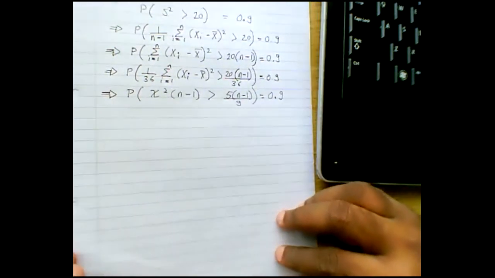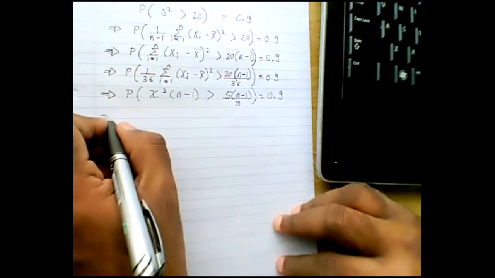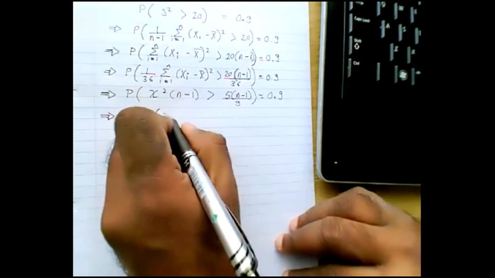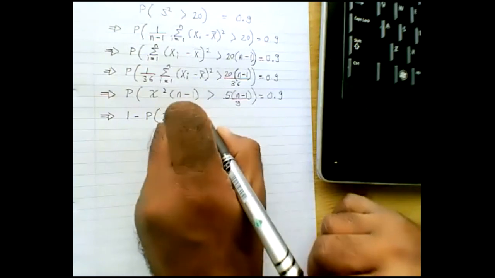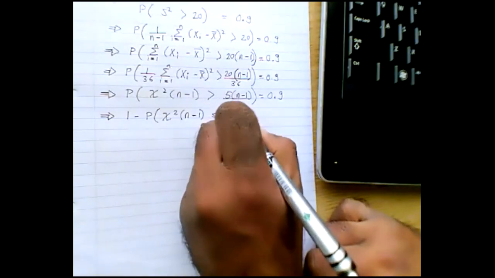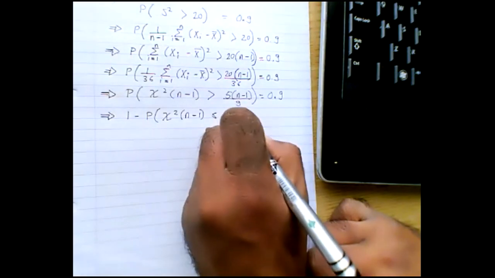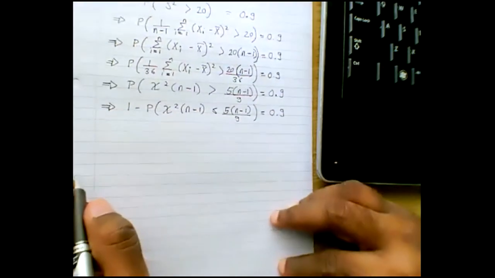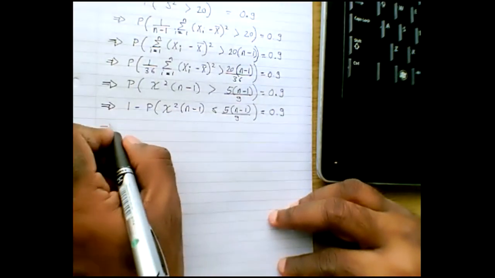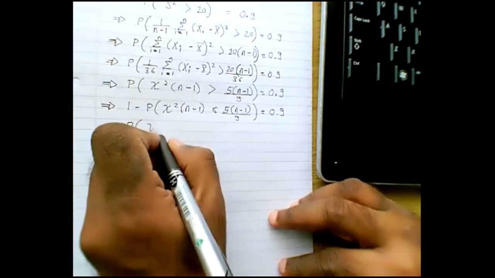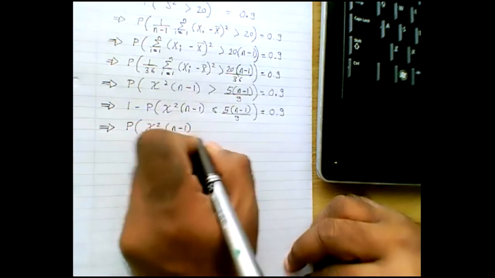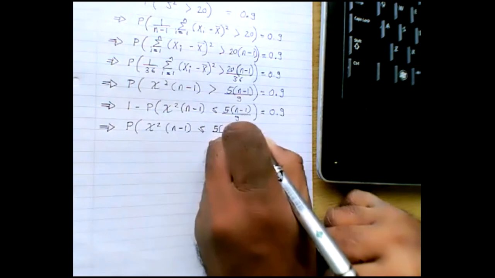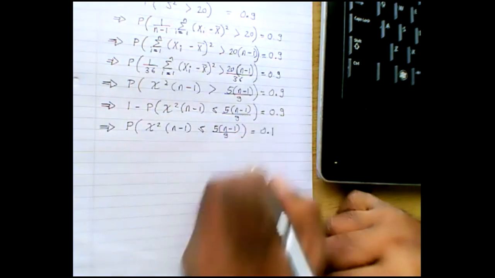All right. You with me so far? All right. Next, I'm going to write this probability as 1 minus the probability that the chi-squared variable with n minus 1 degrees of freedom is less than or equal to 5(n minus 1)/9. Okay. So this implies that the probability that a chi-squared variable with n minus 1 degrees of freedom is less than or equal to 5(n minus 1)/9 is equal to 0.1. All right.